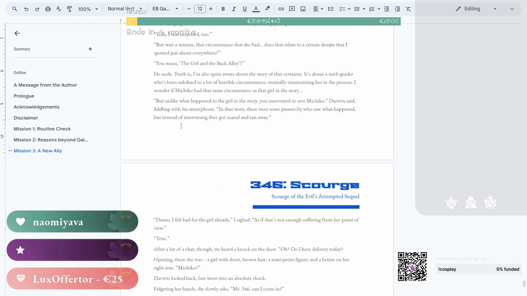But unlike what happened in the girl in the story, you intervened to save Michiko, Darwin said, fiddling with his smartphone. In that story, there were some passers-by who saw what happened, but instead of intervening, they got scared and ran away. Yep, that actually was an attention to detail here.